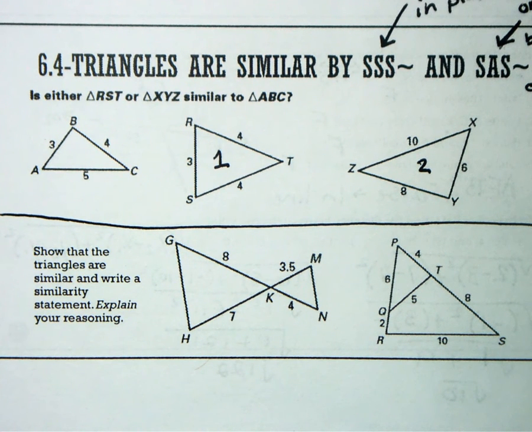So the side lengths are all marked. Are any angles marked there? No. So you're not going for angle, angle, and you're not going for side, angle, side. There's no angles either marked or that you can even get. So you have to show that the sides are in proportion.